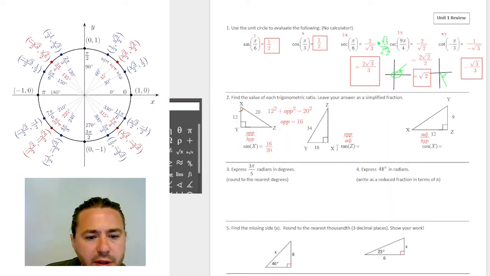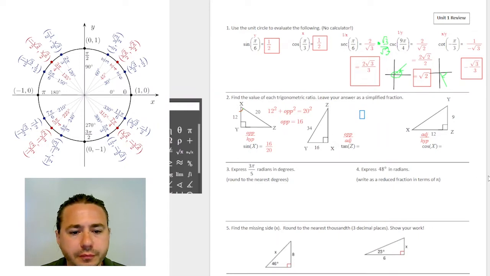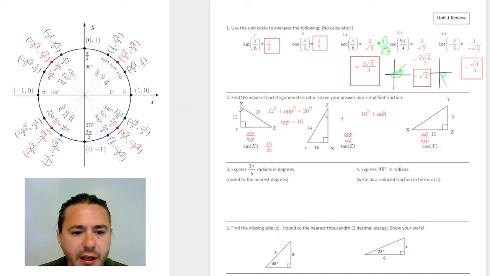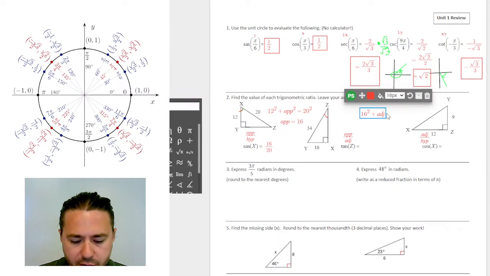For this next one, tangent is opposite over adjacent, so we need to find this opposite side. We'll do basically the same thing as we did before. We've got 16 squared plus the adjacent. Wait a minute. Which angle are we looking at here? I'm trying to work too fast. Yeah, it's this one. Okay, so it is the adjacent. Just want to make sure I got that right. The adjacent squared equals 34 squared.